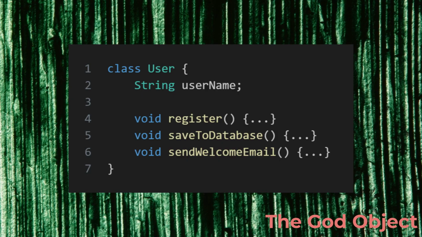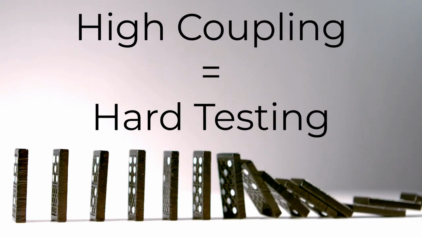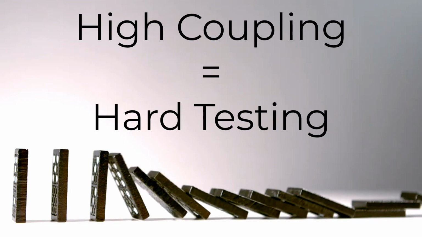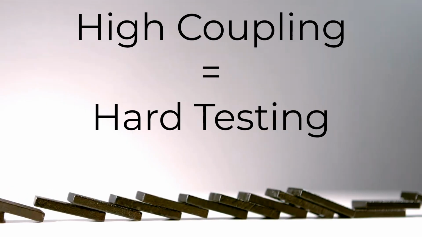If the database administrator changes the schema, this class must change. If the marketing team wants to change the email subject line, this class must change. Why is this a problem? It creates coupling. If you modify the save to database method and introduce a bug, you might prevent the user from sending emails even though the email logic was untouched.